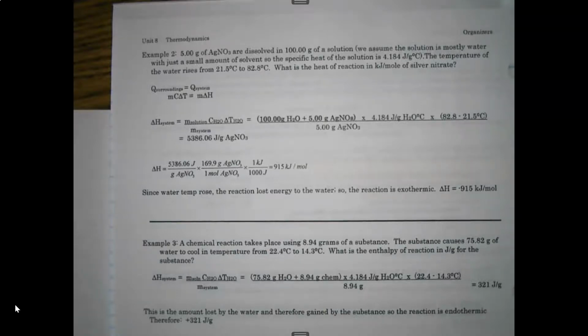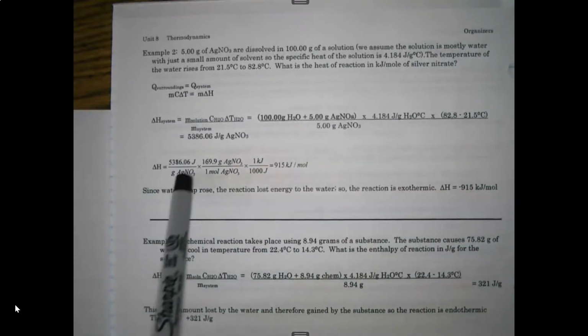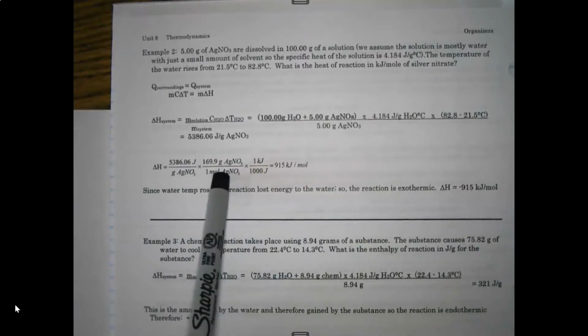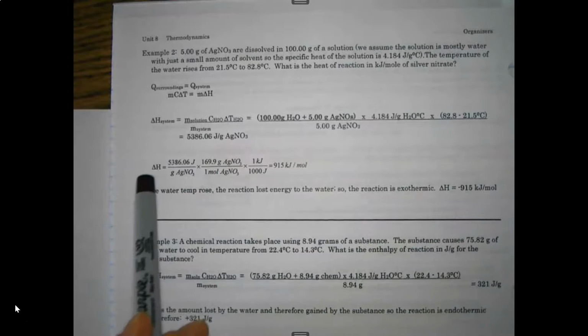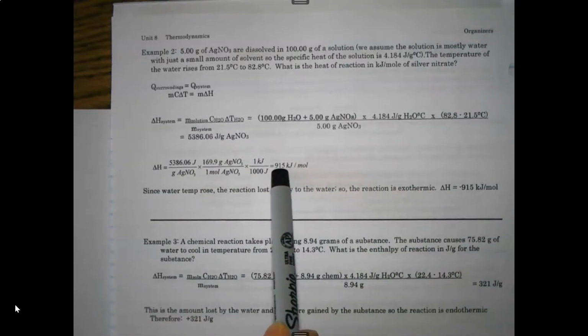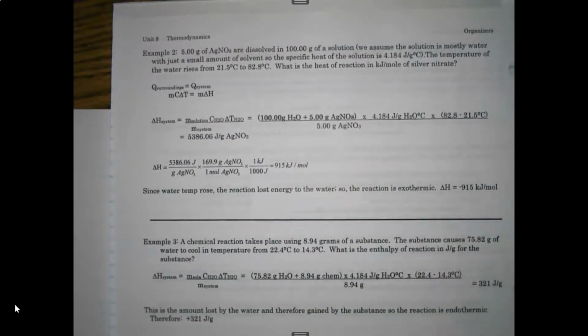If I want it in kilojoules per mole, which is typically what we need to have in order to put it into a thermal equation, I'm going to take my joules per gram, multiply it by my molar mass, and then obviously convert to kilojoules. So I wind up with a delta H that is 915 kilojoules per mole. I got one last step to do. I got to figure out what sign to give it. Is this an exothermic or an endothermic process?